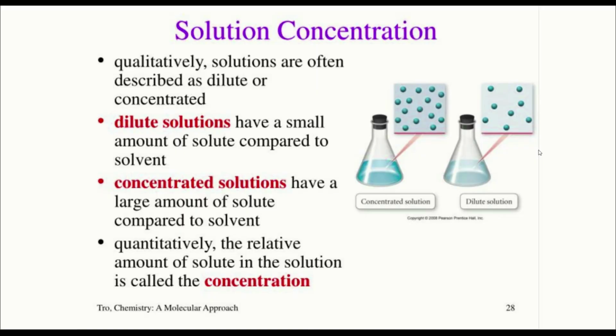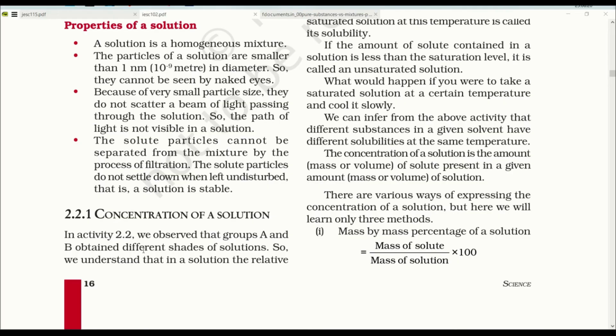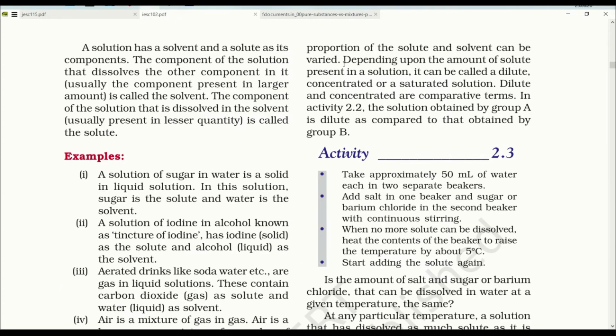Concentration of the solution. The concentration of a solution can be qualitatively described as dilute or concentrated. Dilute solutions have a small amount of solute compared to solvent, and concentrated solutions have a large amount of solute compared to solvent. In Activity 2.2 we observed that groups A and B obtained different shades of solution depending upon the amount of solute present. It can be called a dilute, concentrated or saturated solution. Now what are these dilute, concentrated or saturated? Dilute and concentrated are comparative terms. Here let's see some examples.